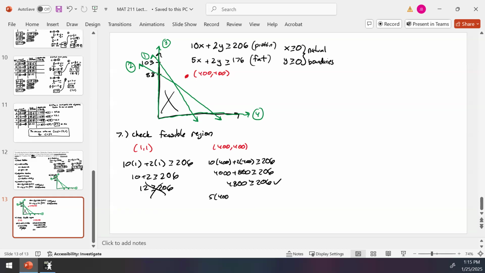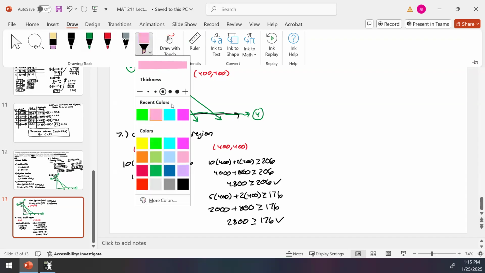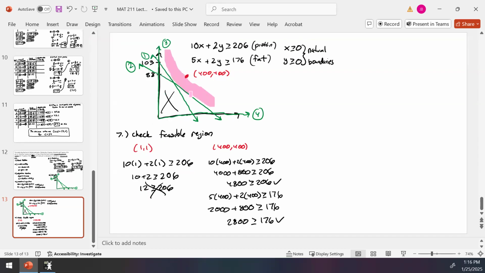5 times 400 plus 2 times 400 greater than or equal to 176. 2,000 plus 800 is greater than or equal to 176. 2,800 greater than or equal to 176. Check. So my feasible region is going to be over here. Okay, it's going to be out here.